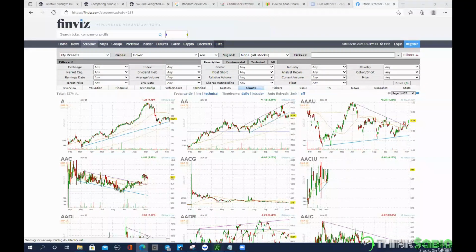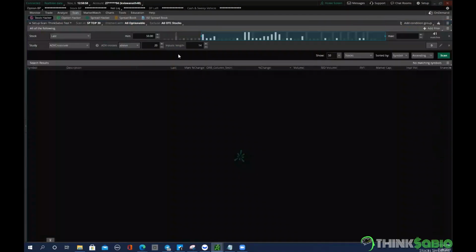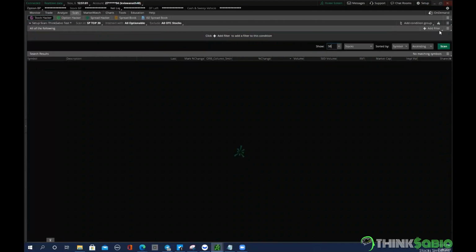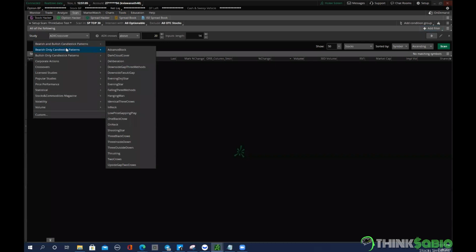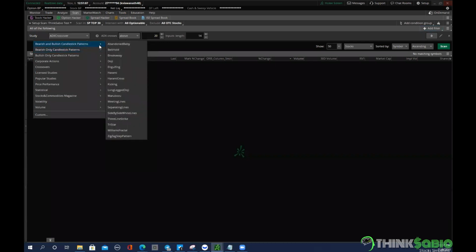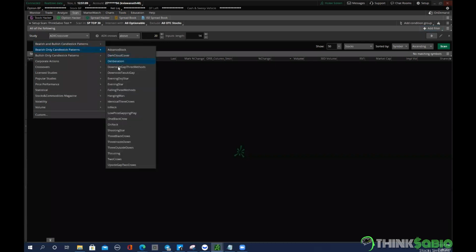Well, you may scan them here. Let's say you go here, you remove these, you add a filter, and then you do study here. I think you have the candle patterns, like which candle has formed, like the evening star, dojis, and 3 inside downs, back to back. I don't think you actually have a scanner where you can draw that.